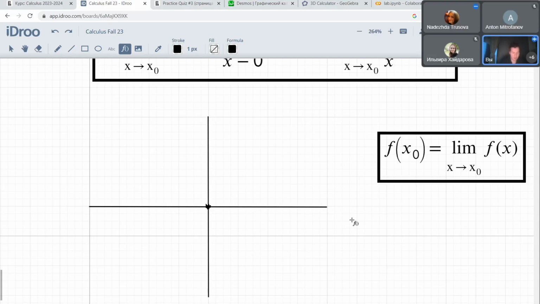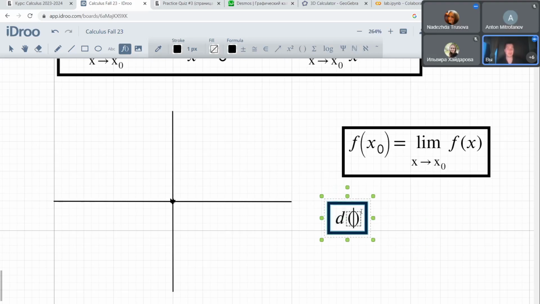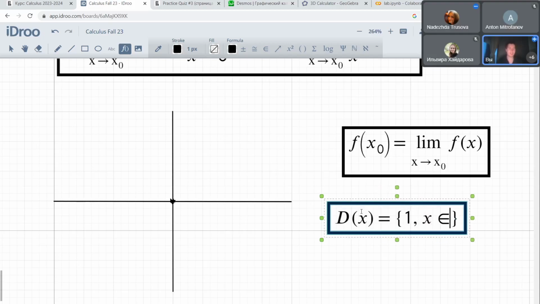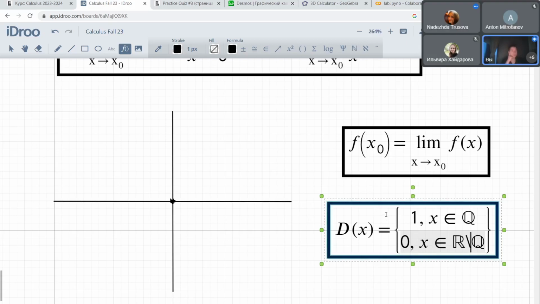And Elvira opened the box of Pandora and found a wonderful function named the Dirichlet function. So it equals 1 if x is rational, and 0 if x is irrational. So we have some specific function. Can you imagine it? I think the correct answer is no, because it's unreal to imagine such a tricky function.